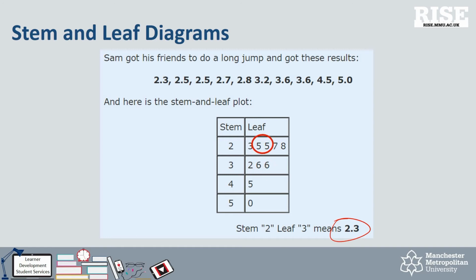You can see we've got two 5s here. We had to put this twice because in the data set there are also two 2.5s. So if it occurs more than once, it will occur more than once in your leaves as well. We also have a leaf of 0, which sounds quite weird. However, remember, a 5 and a 0 here would denote 5.0, which you can see is in your data set. So it's entirely possible to have a leaf of 0 as well, and if that's the case, you do have to include it.